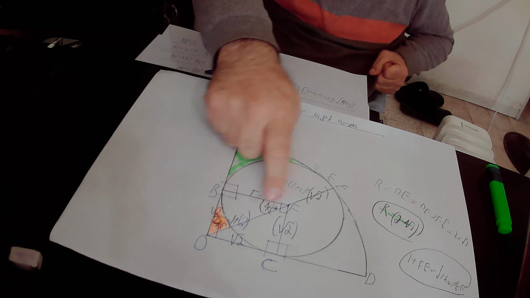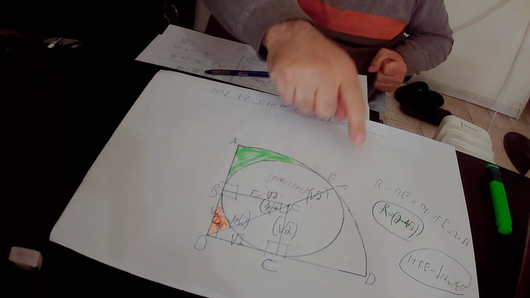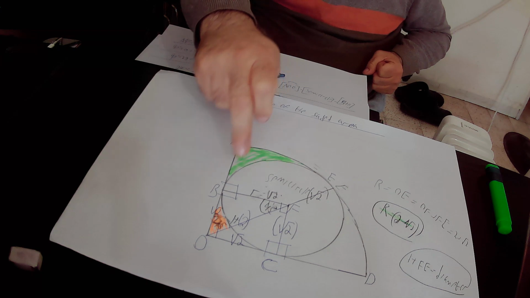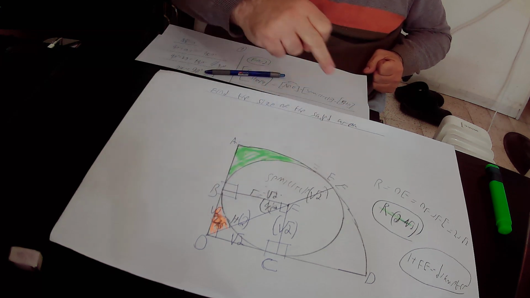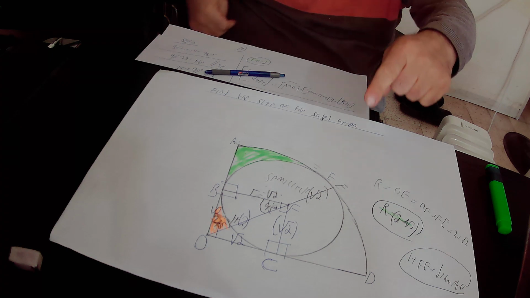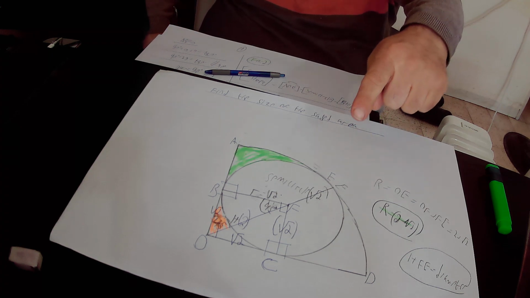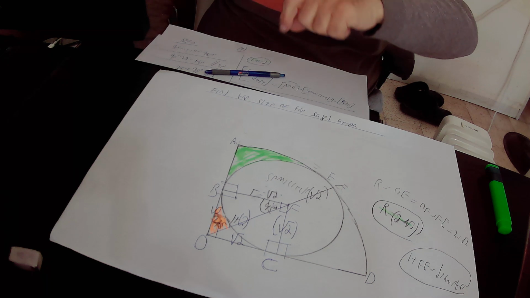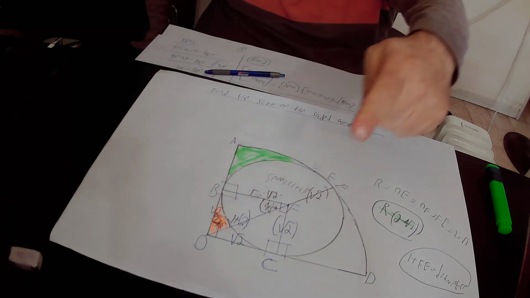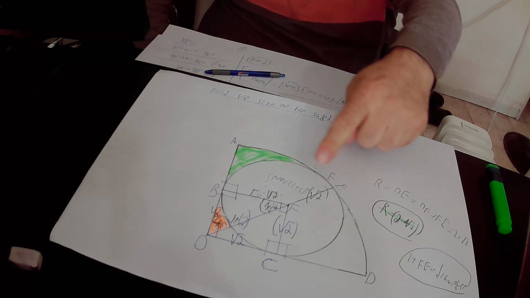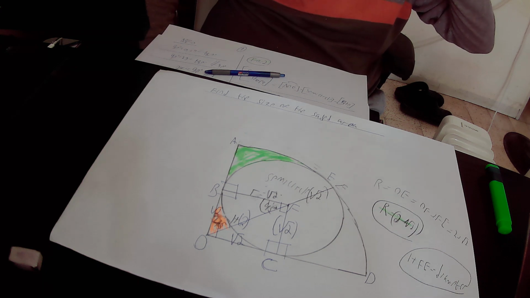Or OFE is one straight line. If OFE is one straight line, it means that OFE is also the radius of the quarter circle. Why? Because point O is the center of the quarter circle, point E is a point on the quarter circle itself. This is exactly the definition of a radius. So OFE is the radius of the quarter circle.